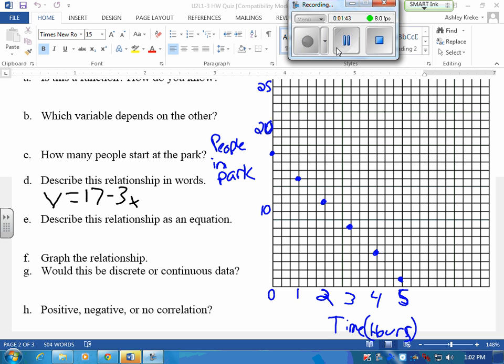So, would this graph be discrete or continuous? It would be discrete because you cannot have half of a person leave.